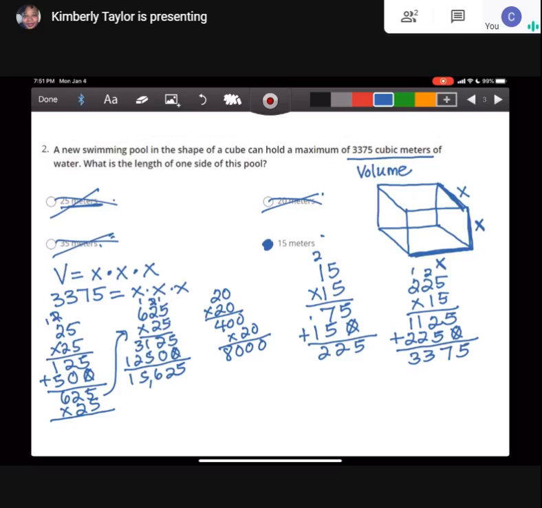So what is the length of one side of the pool? It's 15 meters. So that means that all of these are 15 meters. 15 meters for the length, for the height, for the width. Okay. Let's go to another question.